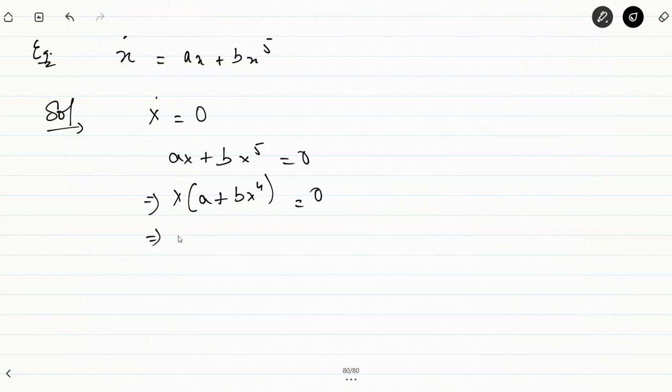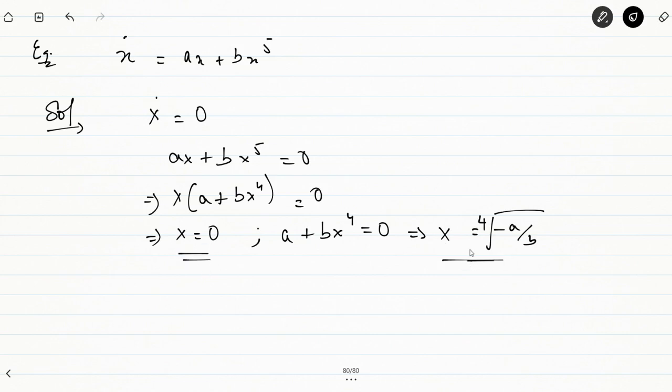which implies x equal to 0 and a plus bx^4 equal to 0, which will give us x equal to the fourth root of minus a divided by b. So you have multiple equilibrium points. Focusing on x equal to 0, that is the origin point, we can determine the stability of the system with respect to the origin. We will not be determining the stability at the other equilibrium points for now.